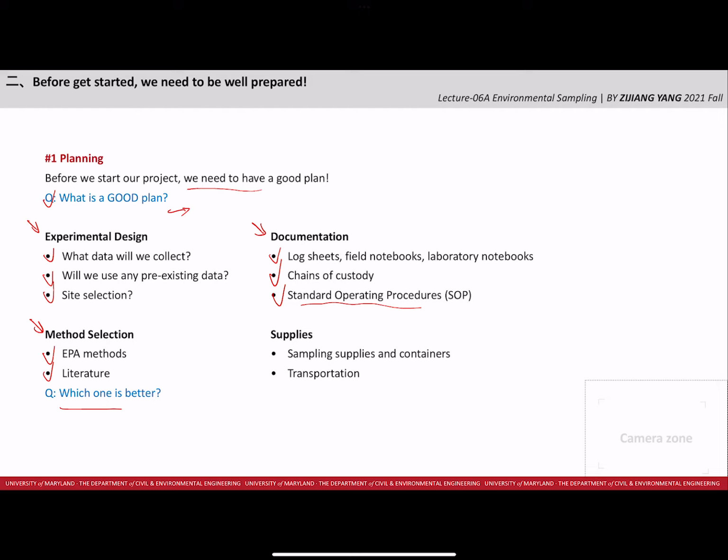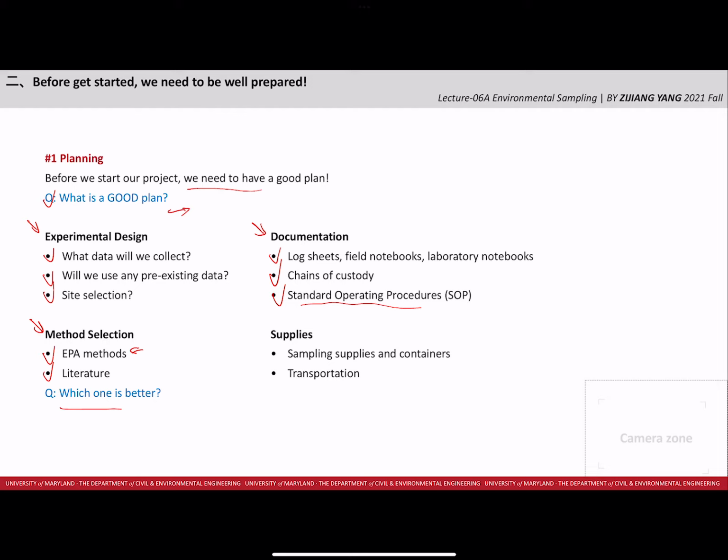Or yes? I would say EPA just because it would be validated by... Mm-hmm. So you think EPA is better? Yeah. Yes. And how about you? Yeah, it's going to be the same, EPA? Yes. How about you guys? No? Okay.